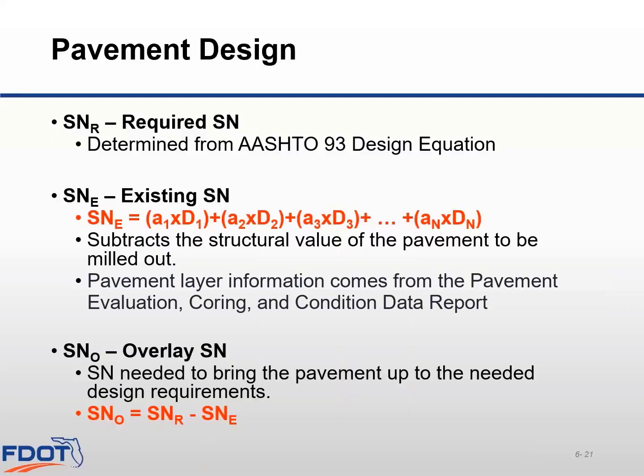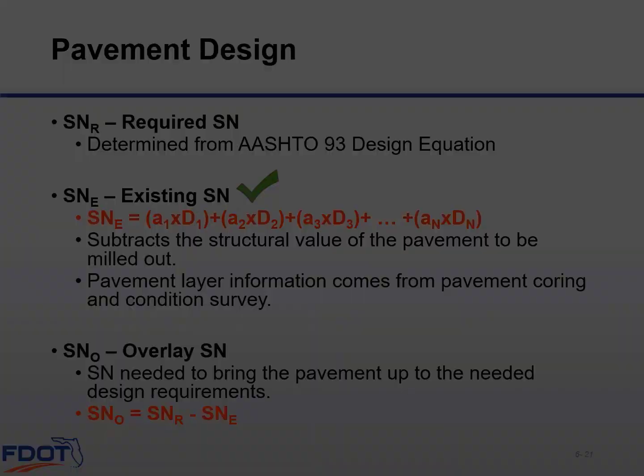Now let's take a step back and remember the other values we need to determine for our resurfacing project. We just calculated our existing structural number and accounted for the 2 inches of milling. Next, we need to find our required structural number. This is based on the AASHTO 93 design equation, so we need to know our design ESALs and our resilient modulus. So let's take a look at that.